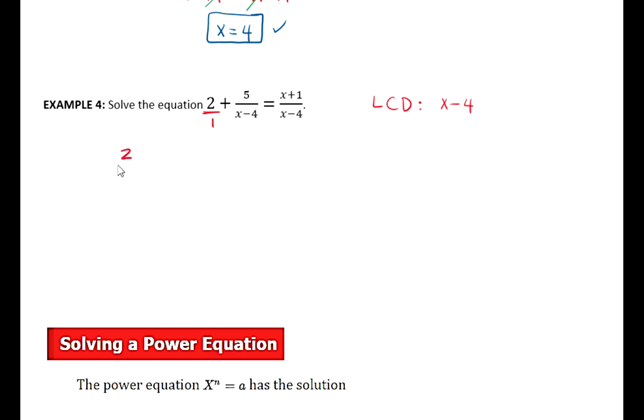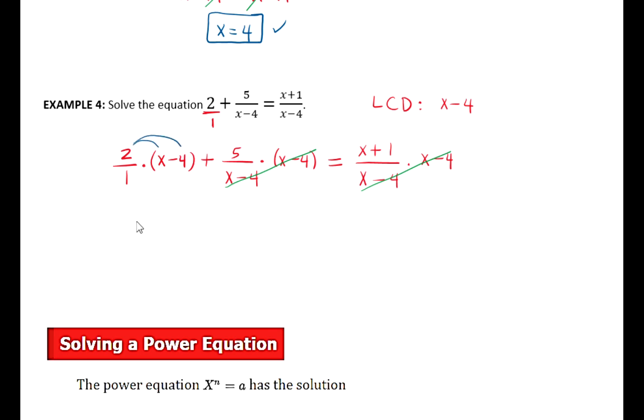Now I have 2/(x-4) times (x-4), and then plus 5/(x-4) times (x-4). See, again, I'm multiplying each one by x minus 4. On the right side, I have (x+1)/(x-4) times (x-4). So I multiplied each expression by x minus 4. See, these two will cancel, and these two will cancel. Now let's simplify. So I can distribute that 2 to both terms.